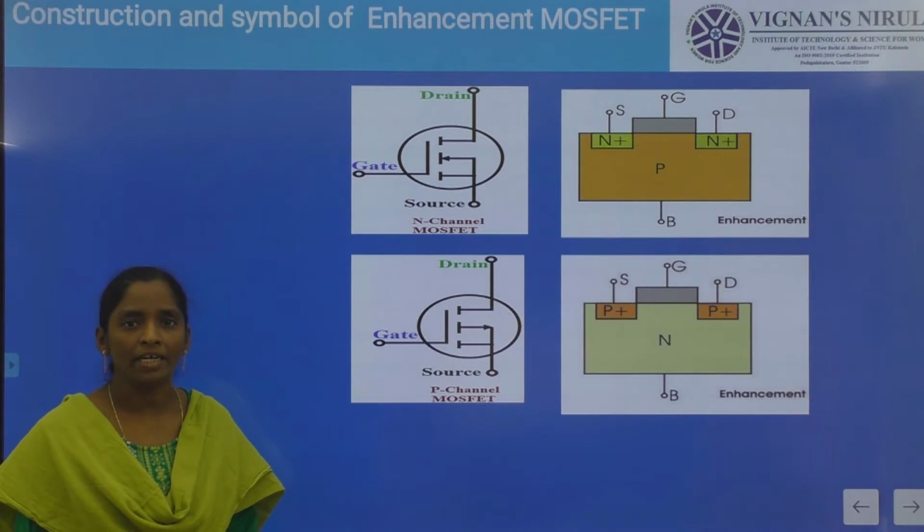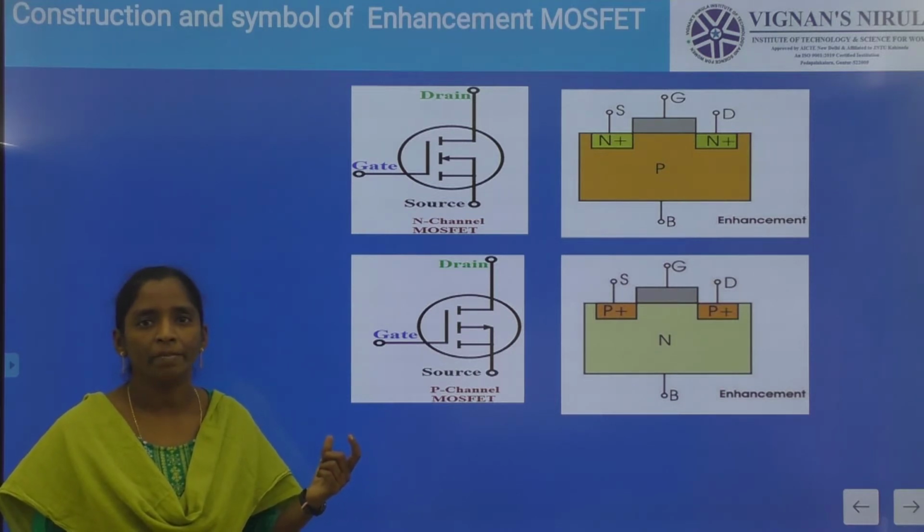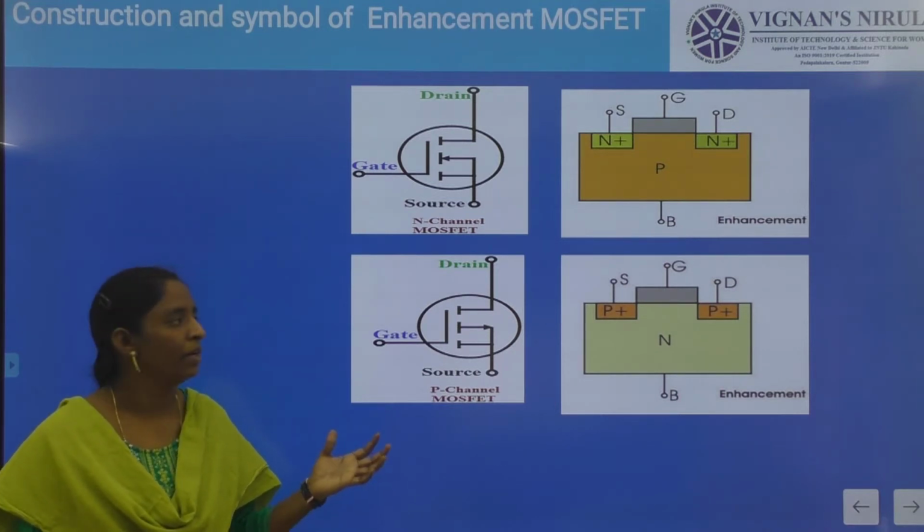Why are we calling it IGFET? Here the MOSFET acts as a capacitor. That's why we call it IGFET, with an insulator. What is the construction of a capacitor? There are two conducting plates, and between these two conducting plates an insulator is there. So the MOSFET acts as a capacitor. Metal oxide semiconductor field effect transistor.